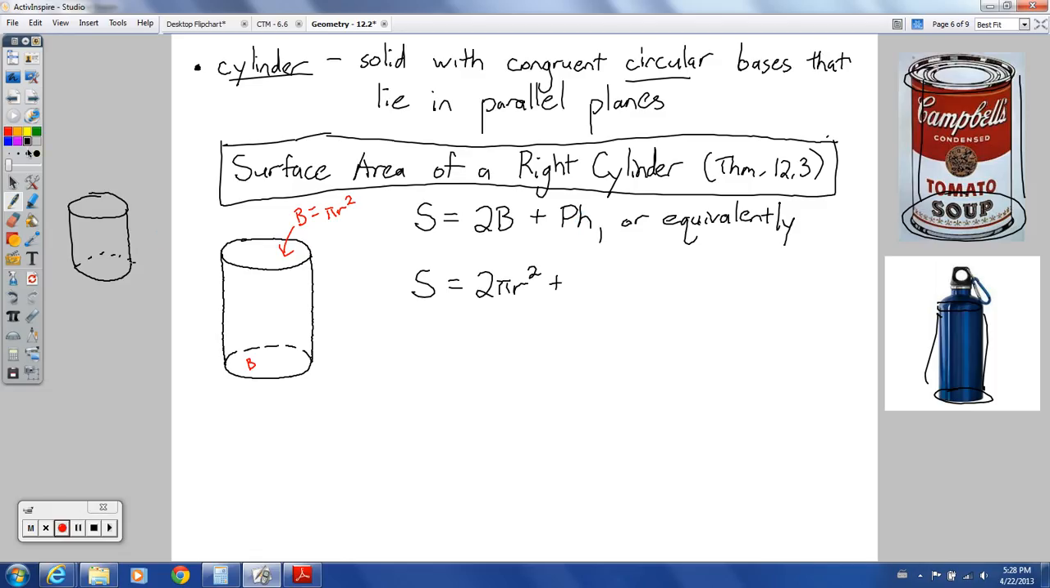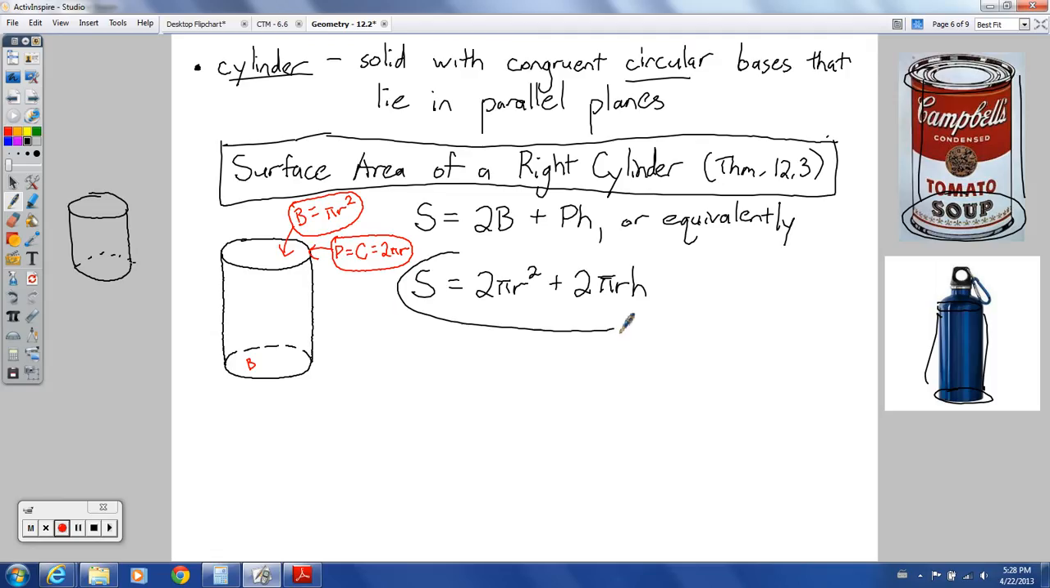Plus the perimeter of the circle here, the perimeter would equal the circumference. Circumference with a capital C, that's what that stands for, is 2 pi r. There we go, that's better. So perimeter right there is the same as circumference, which is 2 pi r. The base area is pi r squared. And so the P I can replace with 2 pi r. And we have that still times h.